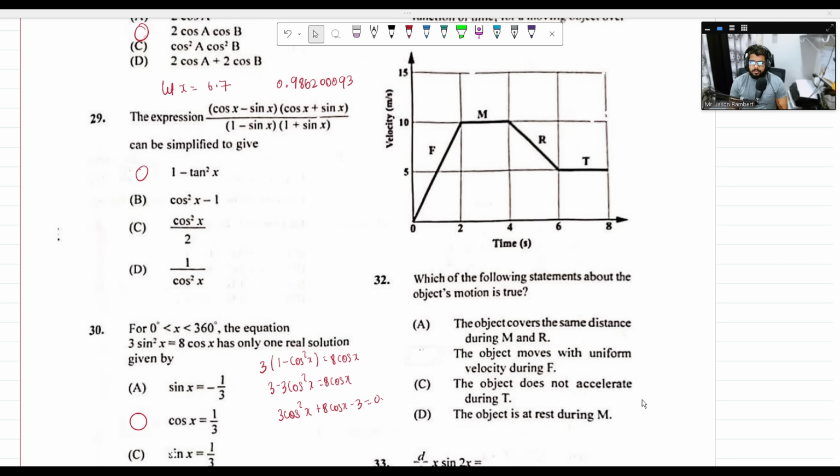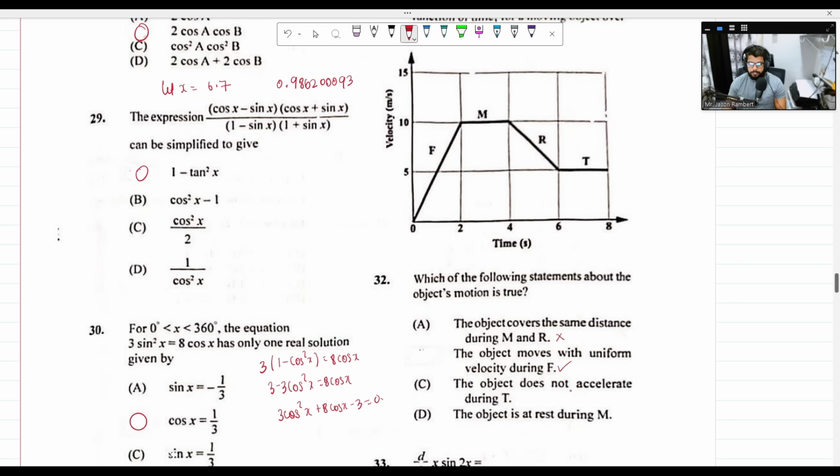So part A, the object covers the same distance during M and R. So the distance traveled is going to be the area underneath the graph. So the area of this particular portion is not the same as the area of this particular portion here. So this here is not true. Part B, the object moves with uniform velocity during F. So yes, because this is represented by a straight line, it's uniform velocity. If it was a curve, it's not going to be uniform velocity.